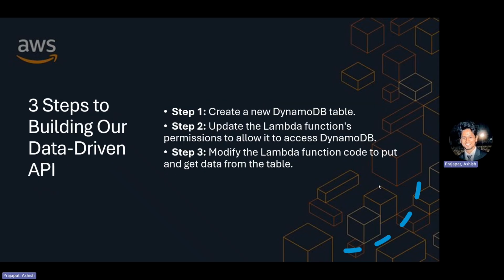Alright, with those concepts in mind, let's look at the plan. It's a really simple three-step process. We will first create our database table right in the console. Then we will hop over to our Lambda function and update its permissions to make sure it's allowed to access our new table. And finally, we will actually write the code to make it all work, showing you how to put and get data from the database. I will walk you through each step, and by the end, you will have a fully functional application.